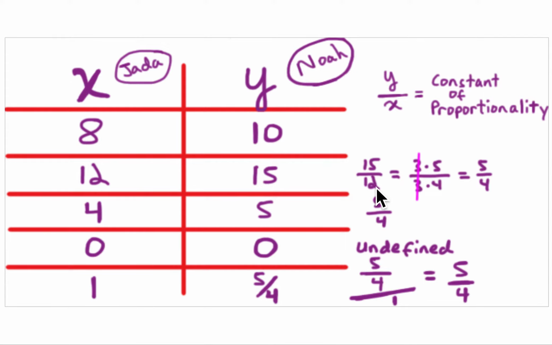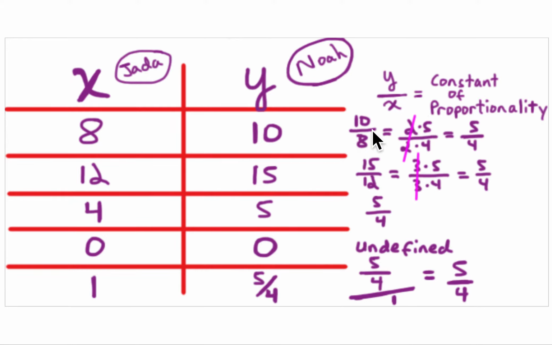15/12. If you write it as a fraction now, it's 15/12. 15 divided by 3 is 5. 12 divided by 3 is 4. And so that gets the same constant of proportionality as down here. Since these are all the same, they are all constant, it's further evidence that this is a proportional relationship. 10/8. 10 divided by 2 is 5. 8 divided by 2 is 4. So again, 5/4, 5/4, 5/4, and 5/4. It is constant, doesn't change. It's the constant of proportionality because it goes through 0.